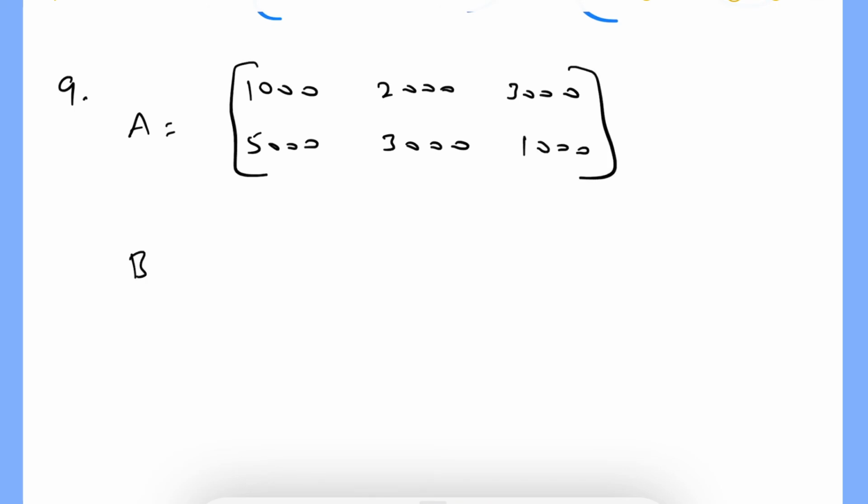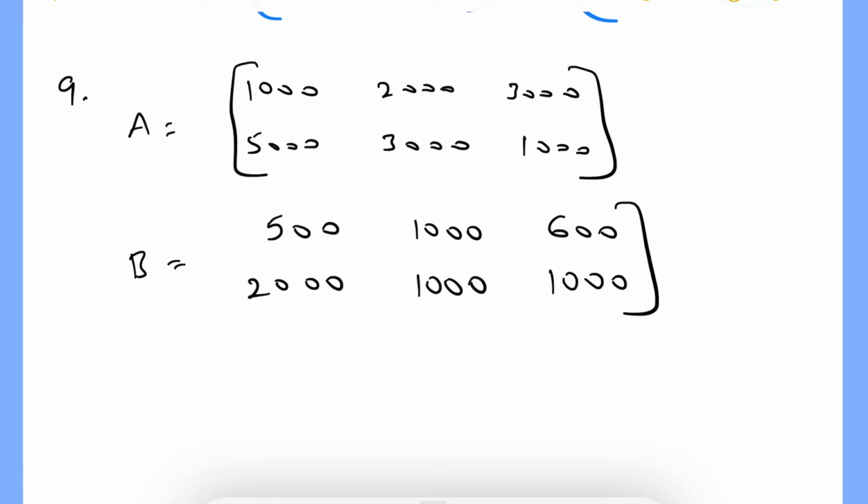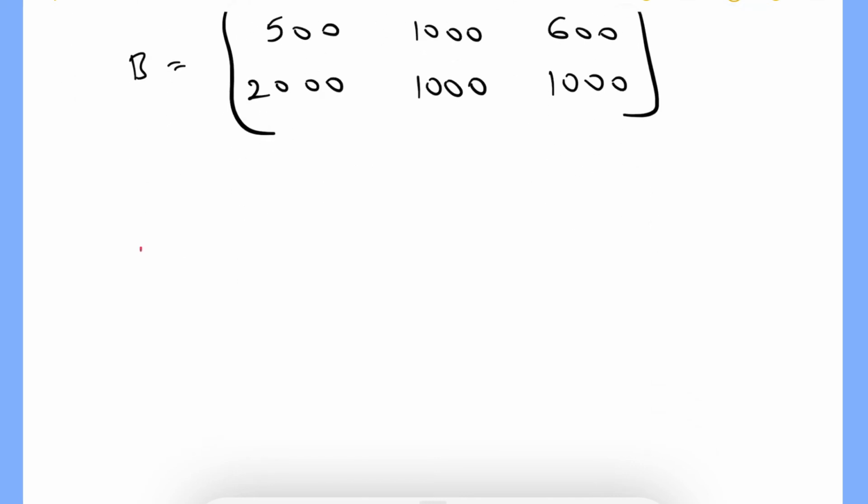Next, matrix B, this is related to October sales: 500, 1000, 600, 2000, 1000, 1000. Okay, the first question he is asking is, find the combined sales. So combined sales is nothing but just doing addition. So A plus B we need to do.